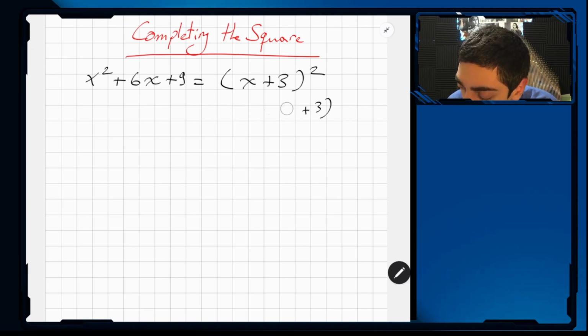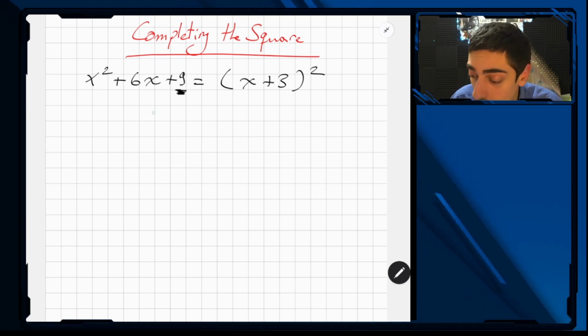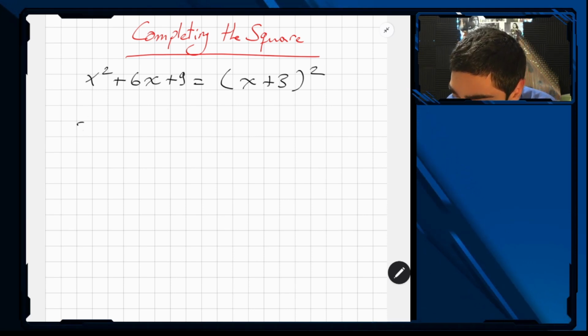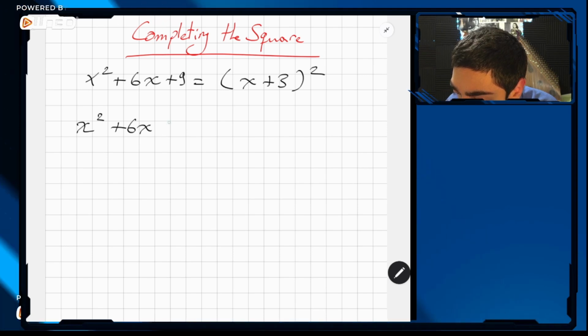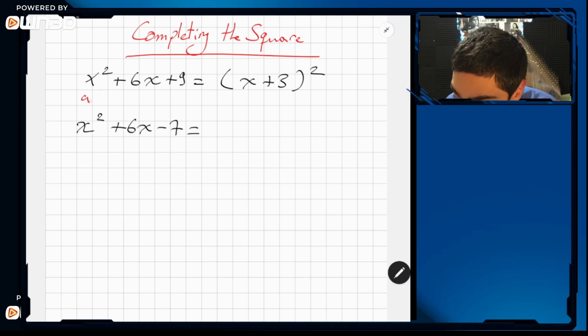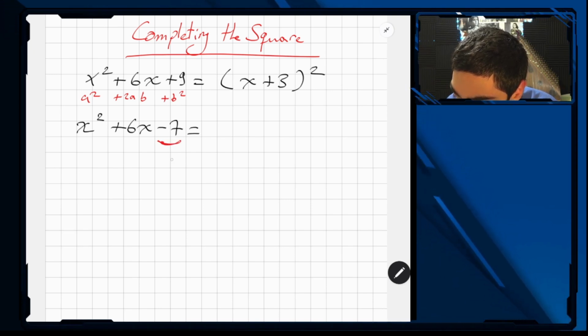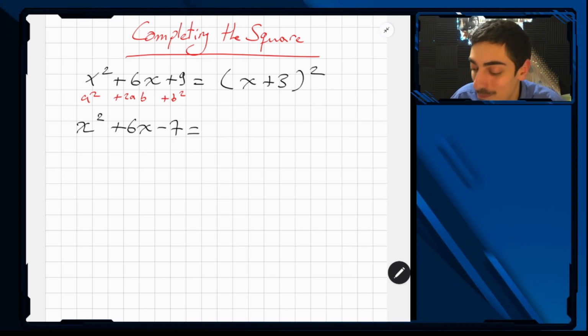Now, the lesson today is about what do I do if I have a different number here instead of a plus 9. Sometimes you will. So let's say x squared plus 6x, and then let's say minus 7. What do we do then? Here you can see clearly that this is a squared plus 2ab plus b squared. You can see that this 9 is a full square. But look at this one. This is, at best, ugly, right?